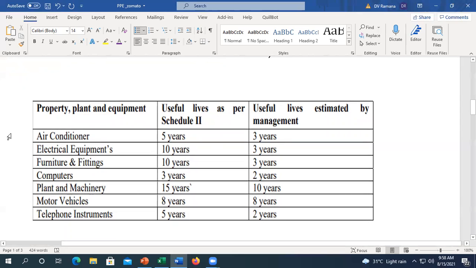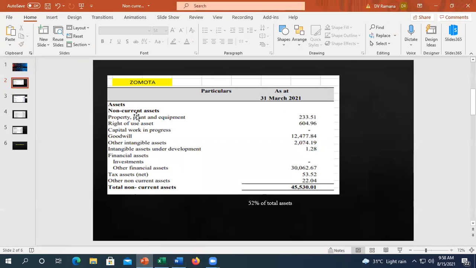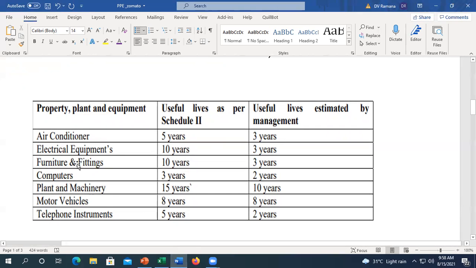The property, plant and equipment which we saw on the balance sheet of Zomato, which is 233 crore, consists of air conditioners, equipment, furniture fittings, computers, plant and machinery, motor vehicles, and telephone instruments. These are the equipments for Zomato. And how do they depreciate? What is the life over which they depreciated? The air conditioners over a period of 3 years, electrical equipment 3 years, computers 2 years, P&M, plant and machinery 10 years. Now, this is the management's decision. So therefore, there is freedom.